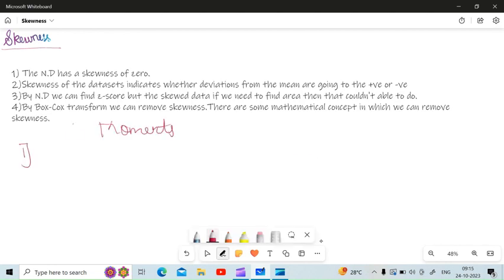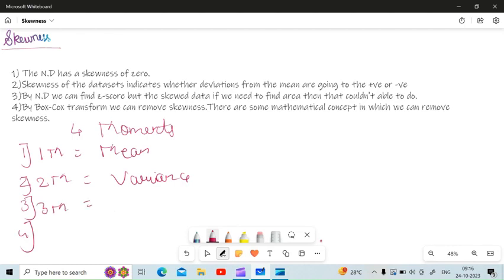There are four statistical moments. There are actually many moments, but these four are the most important ones that we are going to learn here. The first moment is the mean. The second moment is the variance. The third moment is skewness. The fourth moment is kurtosis. I'll represent them over here.